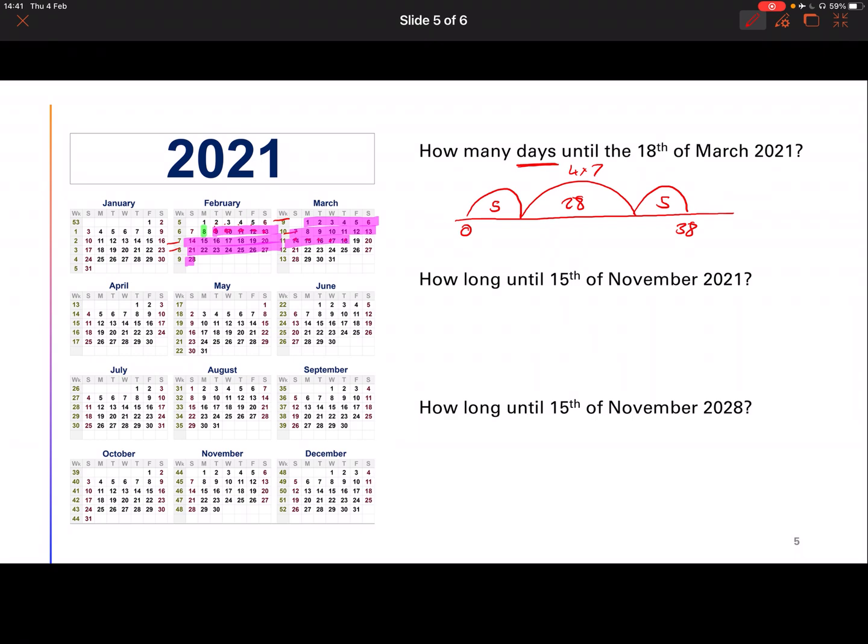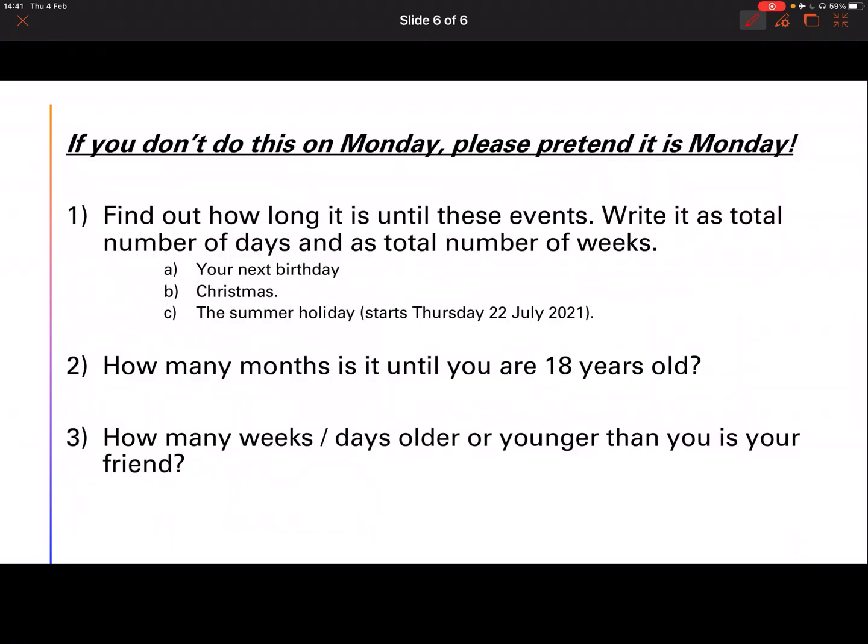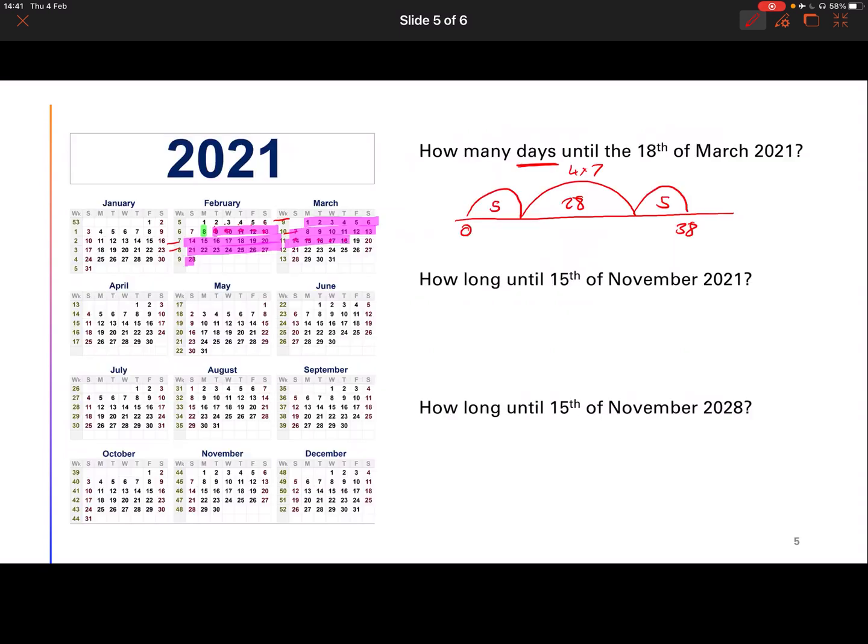How long until the 15th of November? Now, the next questions, it asks you to do it as days and as a total number of weeks. So if we look at this one, how long until the 15th of November? Let's clear this off.